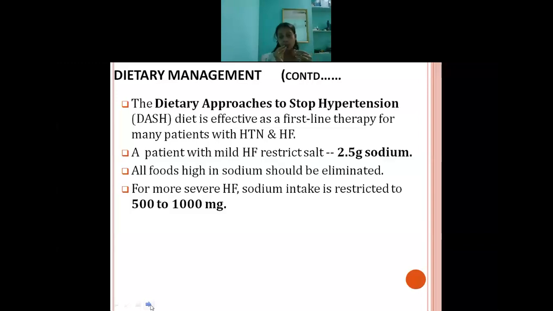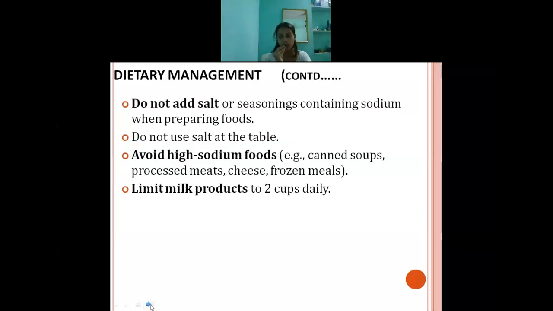Then if a person is having hypertension, we already know we recommend a DASH diet, that is dietary approaches to stop hypertension. And tell the patient not to add salt or not to take pickled food and all, because it has a lot of salt in the diet. Then high sodium is usually available in, as I told, the canned food, processed food, cheese, frozen meals, so completely avoid it. They can also limit water and even limit milk products, okay.